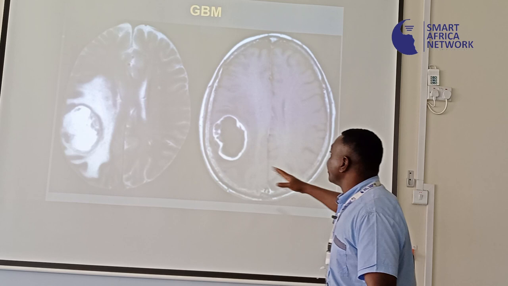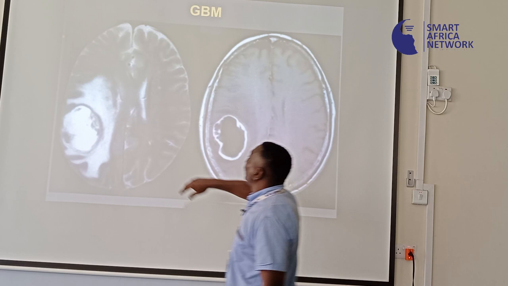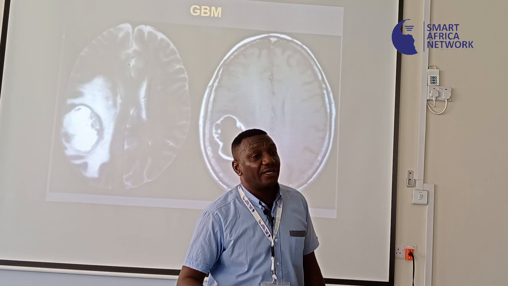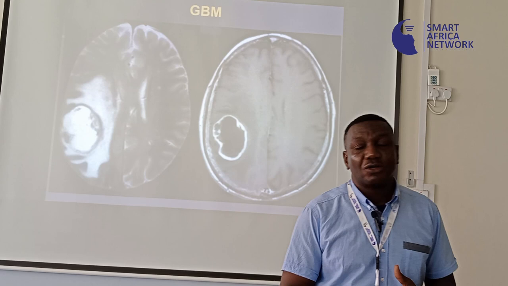So this one, if you look closely, is what? What sequence is this? T2, beautiful. Because what you have, look at the CSF. Always look at the CSF in here. Once you see CSF is white, it's T2. One of the terminologies you use for CSF is when they say World War II. So, you know, water is white on T2. So when you see that, you say T2, so this is a T2 image.